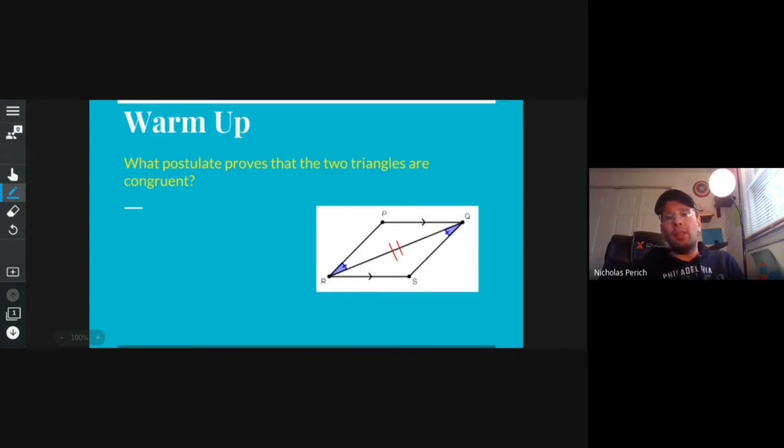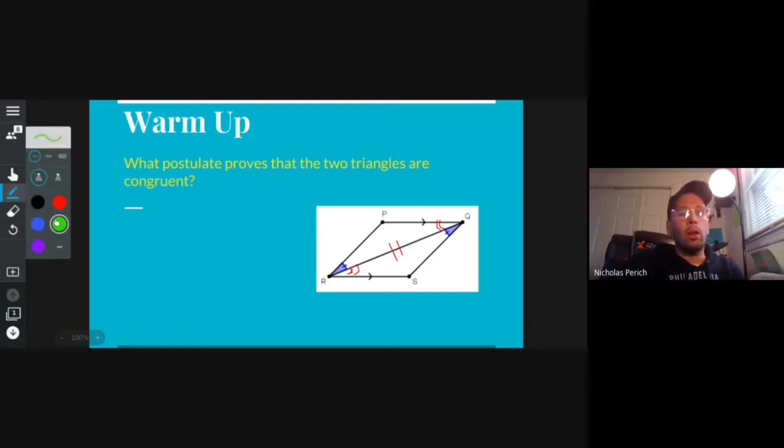Although it's not as obvious, it tells us that these guys are congruent. Since these lines are parallel, these angles are congruent. So at this stage, you should be able to say, all right, I have an angle, a side in between another angle. Which of the four postulates that we learned is this? An angle, a side in between, and an angle shows us that these guys are congruent.